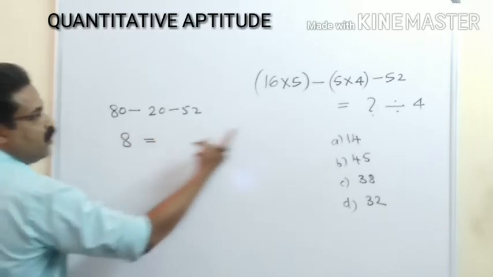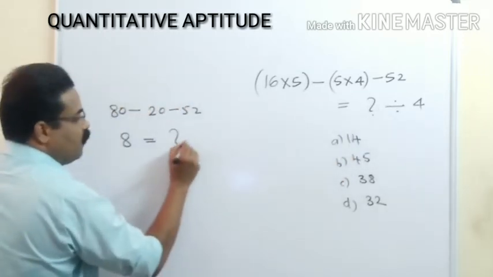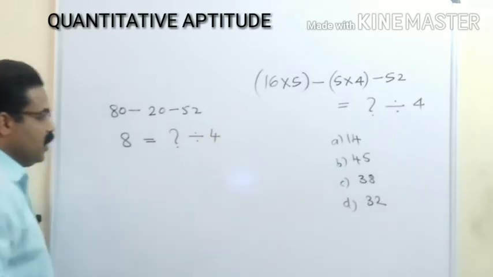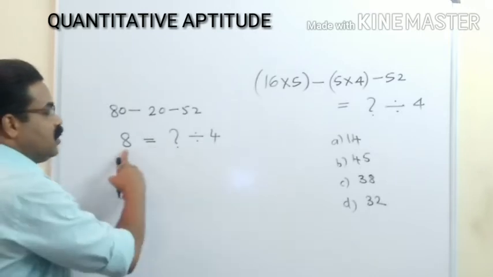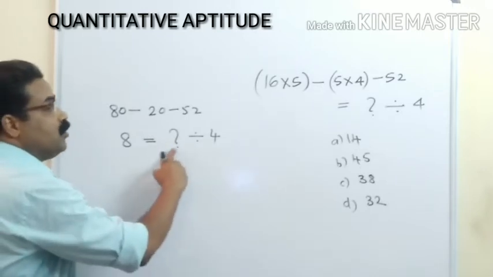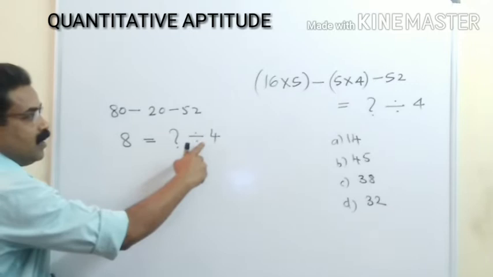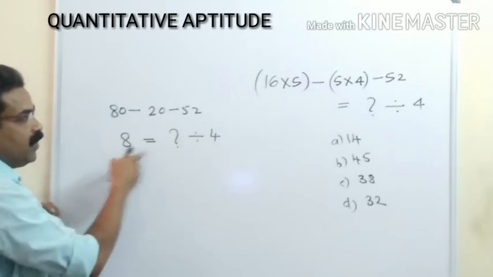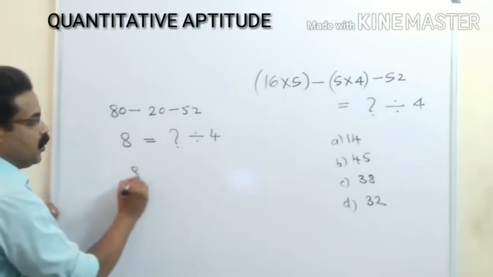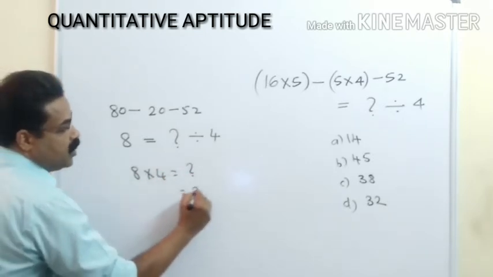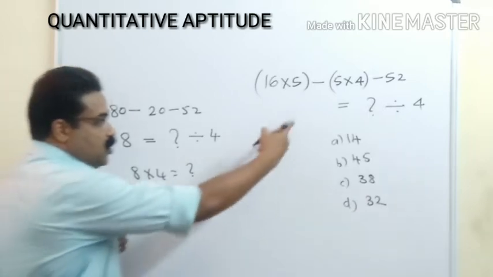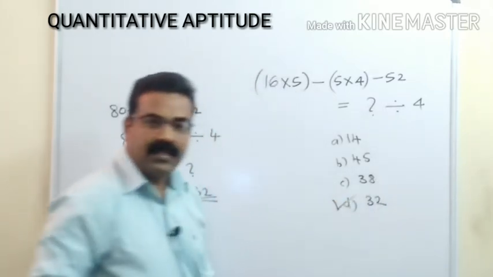So 8 is equal to which number divided by 4? We know 8 is equal to 32 divided by 4, or you can say this division, when you bring it to this side, this 4 is multiplied by 8. So 8 into 4 is equal to question mark. 8 4s are 32. So your answer will be 32. So out of this, option D will be your correct answer.